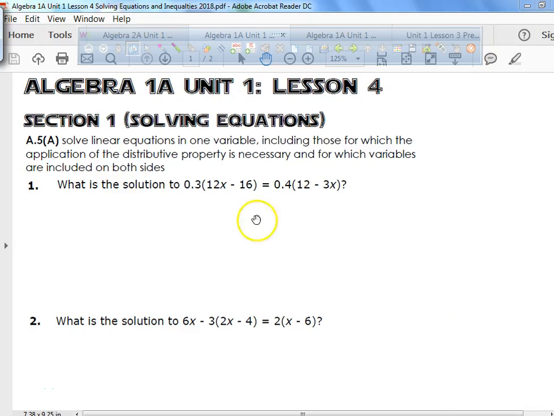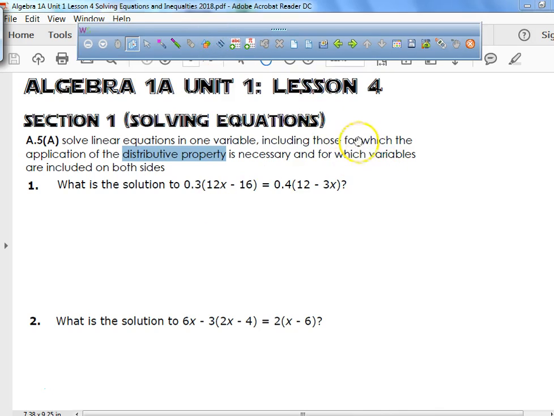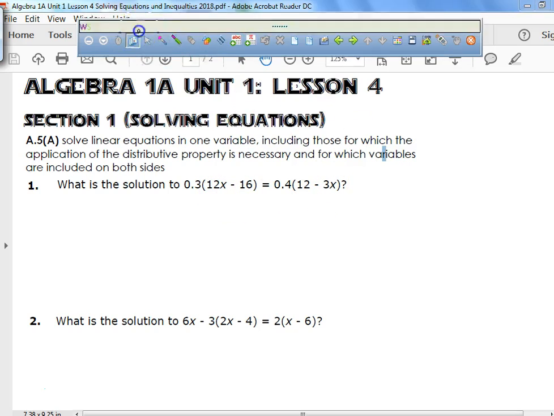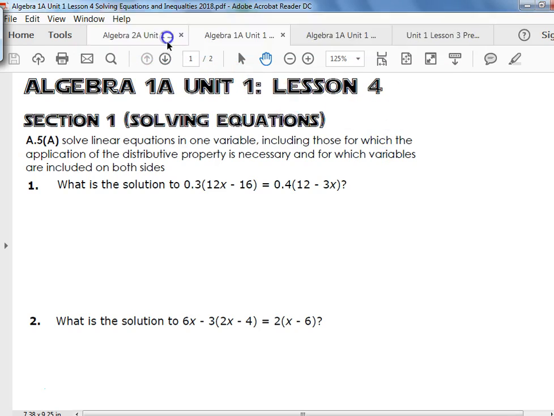Everybody, we're going to be doing a video over solving equations, specifically equations using the distributive property. You'll notice that the distributive property is being used in this, and also that variables are on both sides. We have x over here and x over here. So right now, if you would please, we're going to go ahead and get this started.